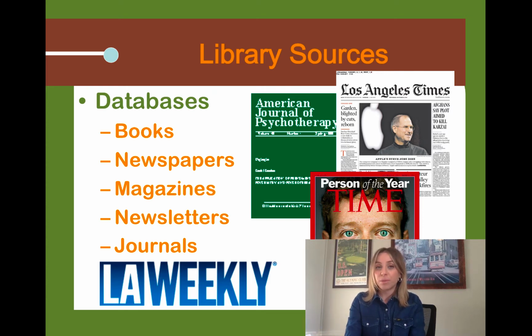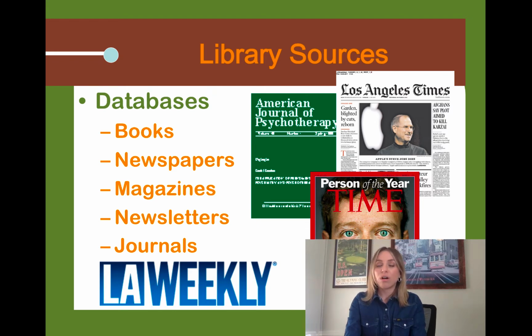An academic journal is a journal that's usually published by an expert in the field. And this journal is peer-reviewed by other professors in the field. These journals tend to look a little bit more academic or a little bit more boring. So the American Journal of Psychotherapy is a good example of an academic journal.